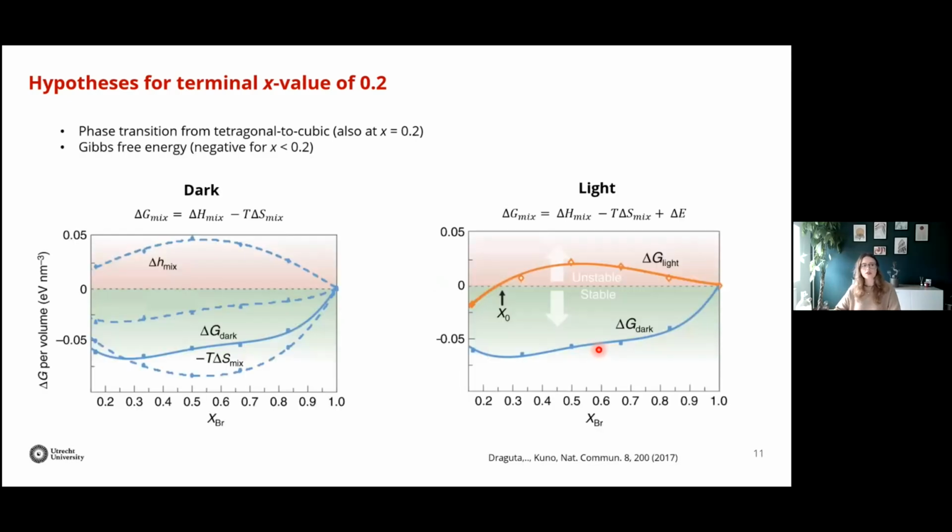And a second hypothesis was more related to strain in a way, and related to the Gibbs free energy of mixing. So the idea was that in the dark, this delta G was negative for all the compositions, so basically no phase segregation. But then when you have light, you have a positive delta G above this 20% bromide incorporation. And in this delta G mix, there are two terms. One term is the enthalpic term, which is closely linked to strain, and in particular to lattice mismatch when mixing iodide and bromide in the same perovskite, and an entropic term.